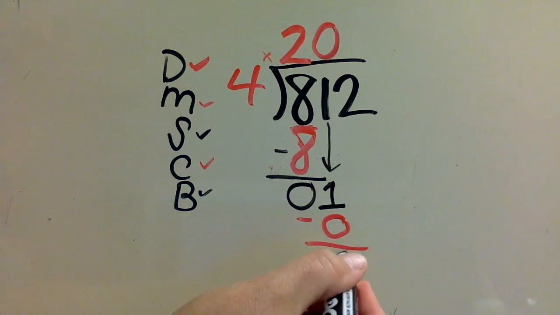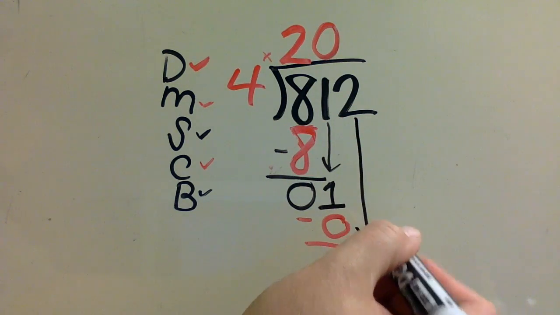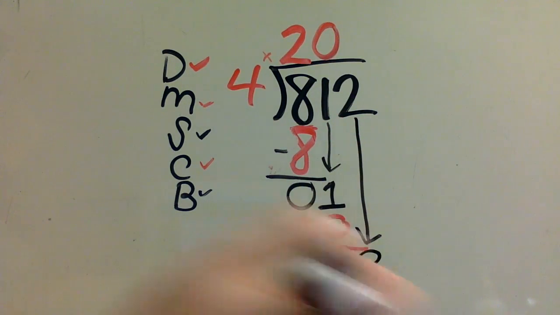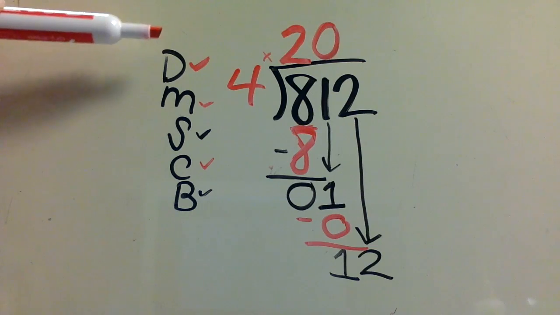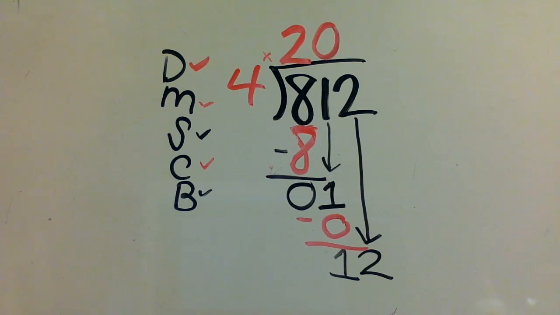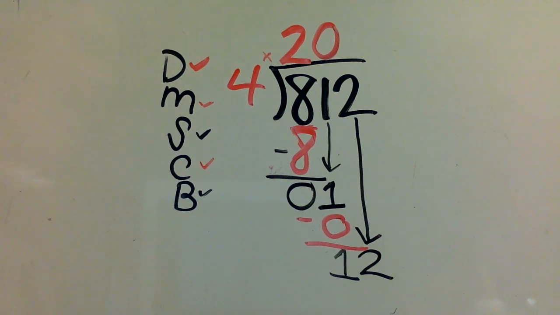Again, we have 1, and we bring down our next number. What's the new number we're working with? The new number we're working with is 12. We brought a number down, so we follow the steps again. How many 4s can we get out of 12? Well, 4 times what gets me close, but not over 12?